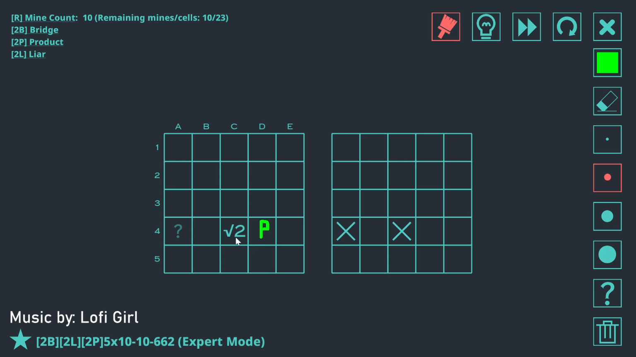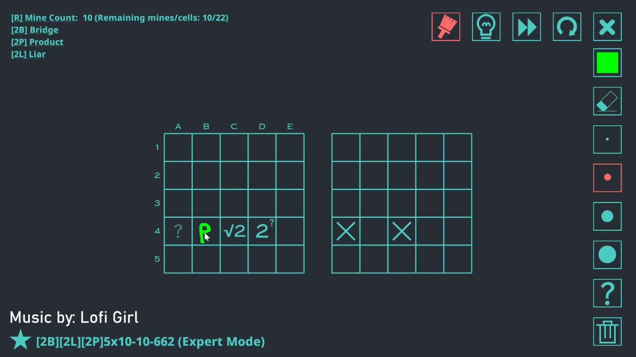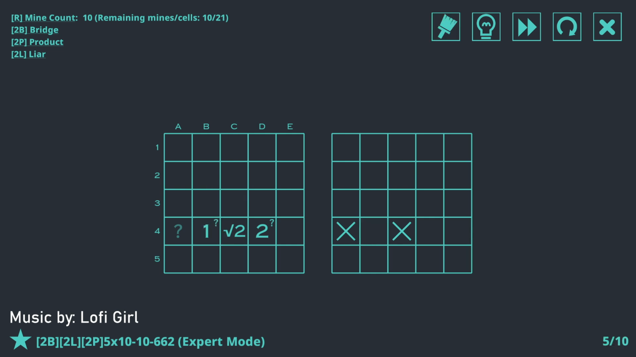If it were a mine, then none of these are mines, because if they were, then these two would be the closest to it, and the product would be just 1, which is not root 2. So these can both be mines, but that does break this mine here, because it can't connect backwards. So how is it going to be part of a bridge? It cannot be part of a bridge. So this can't be a mine. Similarly here would force these to both be non-mines, and then this can't move forward. So this can't be a mine either.